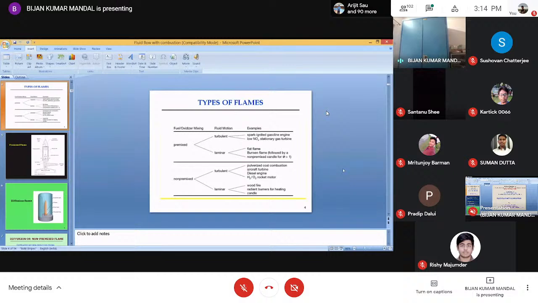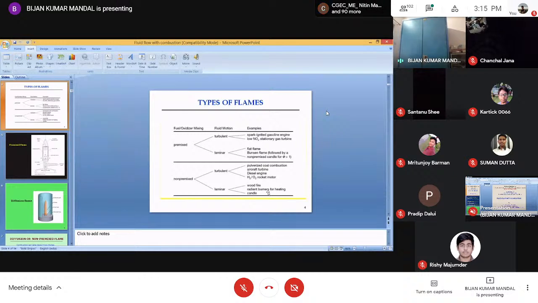Both flames can be turbulent or laminar. You can see on the right side some of the applications. From the premix flame, one of the common examples is the Bunsen flame, and for the turbulent case, it is whatever is happening inside the petrol or SI engine. Now, if you go to the diffusion flame or non-premix flame, the turbulent cases will be in the case of a candle. Then there are wood and radiant burners.